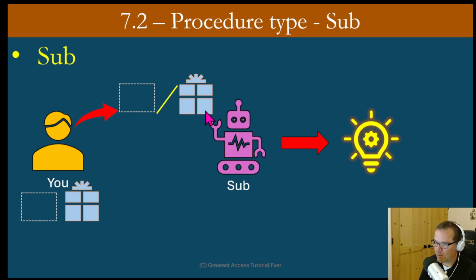I may have given you something and I may have not. And the robot goes and does something. That is what's called a sub. This is what's called passing objects or passing variables to the sub. Now, again, that is what a sub does. You're doing something and you tell the sub, go accomplish some work.